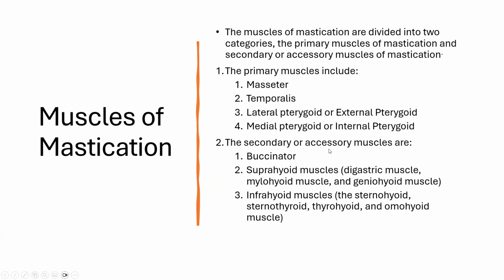The secondary or accessory muscles are the buccinator, again a paired muscle on both sides of the face; suprahyoid muscles like digastric and mylohyoid muscle. Mylohyoid muscle makes the most part of our floor of the mouth. And the geniohyoid muscle. Infrahyoid muscles are the sternohyoid, sternothyroid, thyrohyoid, and omohyoid muscle.